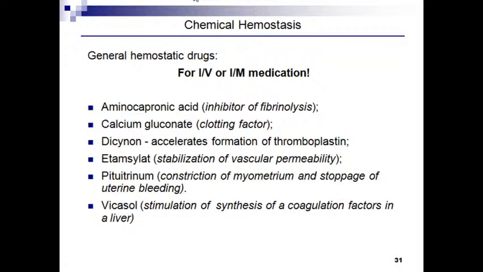General hemostatic drugs, chemical drugs, we can apply intravenously or intramuscularly. As systemic application, we can use aminocaproic acid. This is an inhibitor of fibrinolysis. Calcium gluconate, this is a clotting factor. Dicynone, the drug accelerates formation of thromboplastin. Etamsylate, the drug stabilizes vascular permeability, decreasing the vascular permeability.